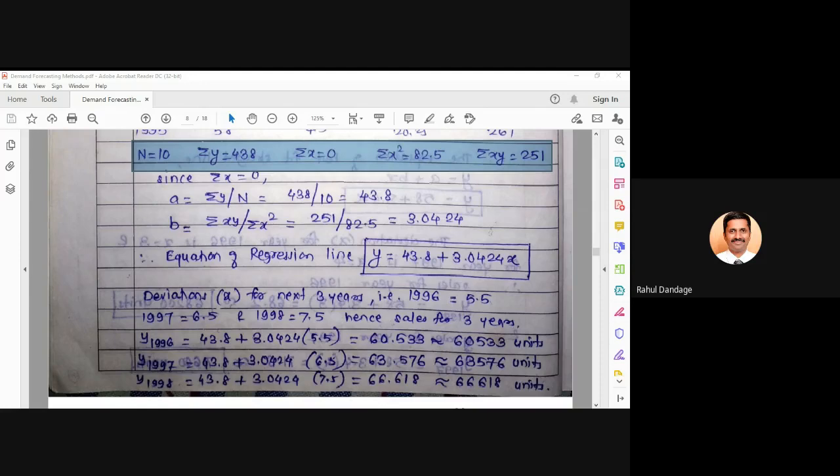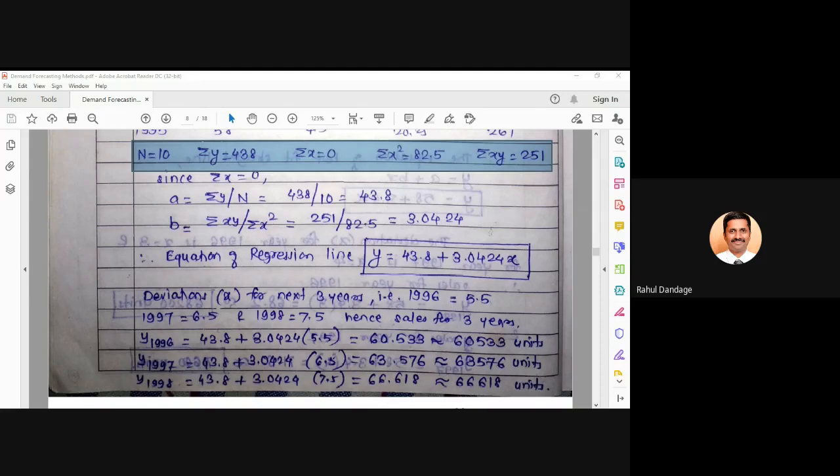Since our summation x is equal to 0, the value of a can be calculated as summation y upon n, that is nothing but 438 divided by 10, that is 43.8. And the value of b we can calculate as summation xy divided by summation x square. So last two columns we have to take into account, 251 divided by 82.5. So the value is equal to 3.0424. So the value of a is 43.8, the value of b is 3.0424.